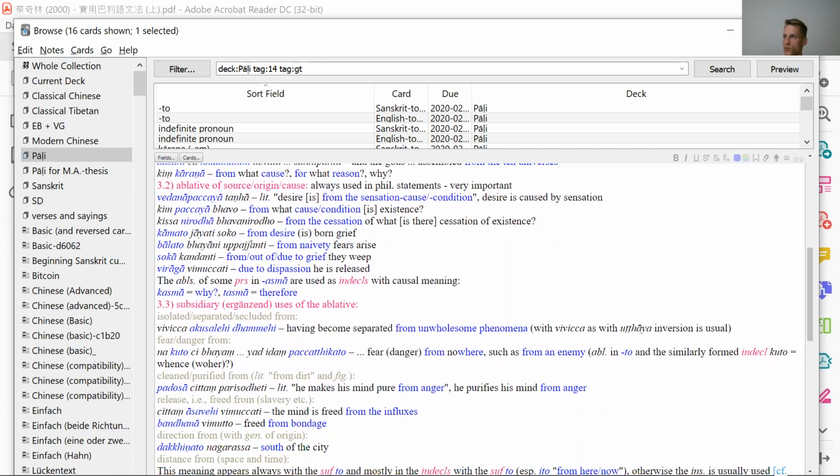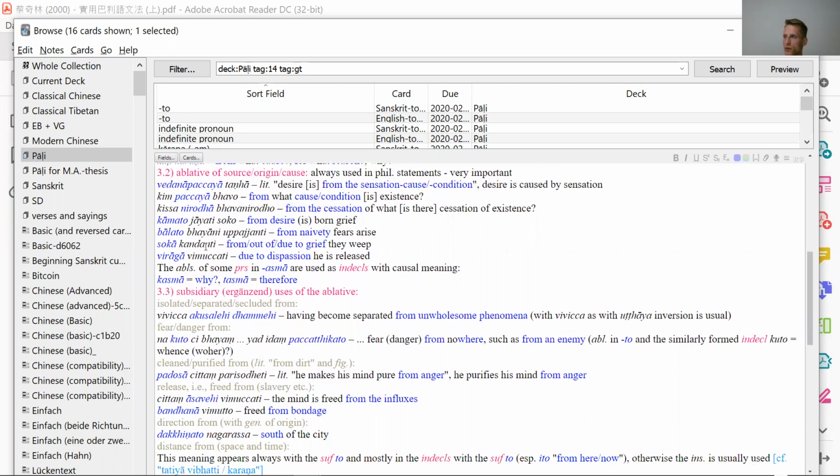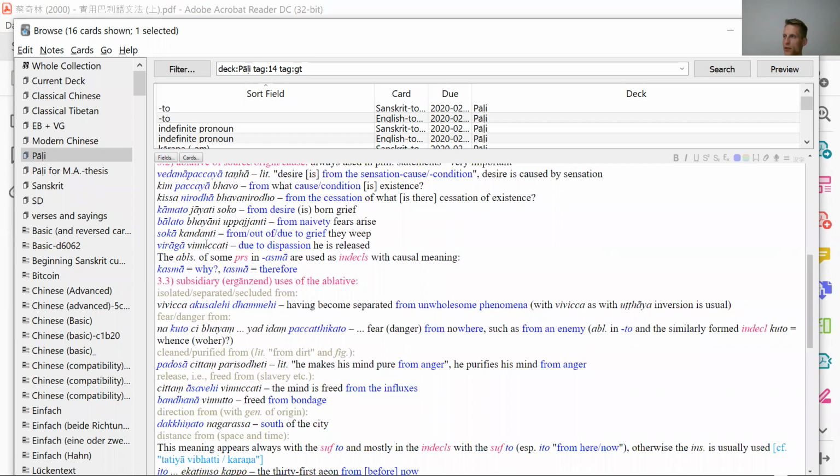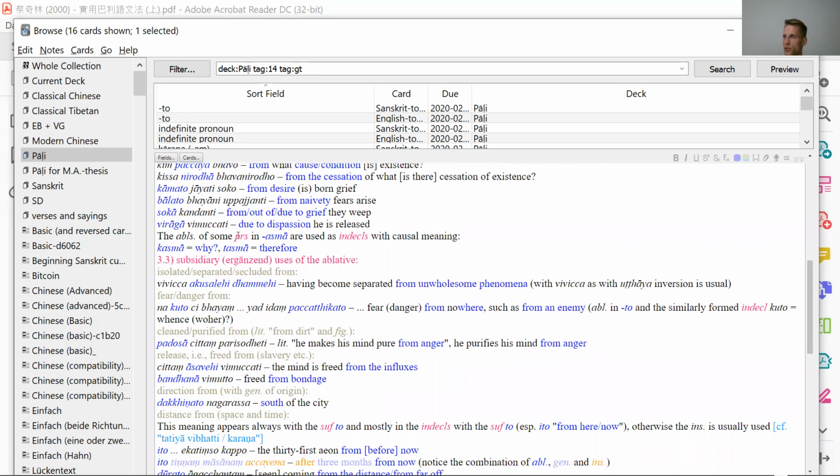Kāmato jāyati soko, from desire is born grief. Bhīrutā bhayāni upajjanti, from naivety or foolishness, fears arise. Sokā kandanti, due to grief they weep. Virāgā vimuccati, due to dispassion he is released.